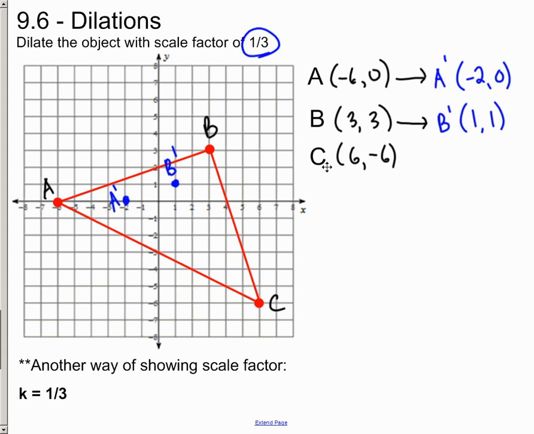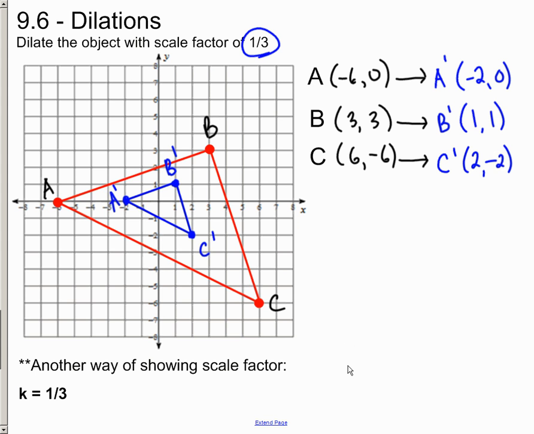And now C, do the exact same thing. New location will be called C prime. 1/3 of 6 is +2, and 1/3 of -6 is -2. So 2, -2. And we just have to go through and finish connecting these. And basically what we've done is we've reduced this triangle to 1/3 of its original size. So we have dilated it successfully, and that's all that we do with dilations. It's really nothing to it.